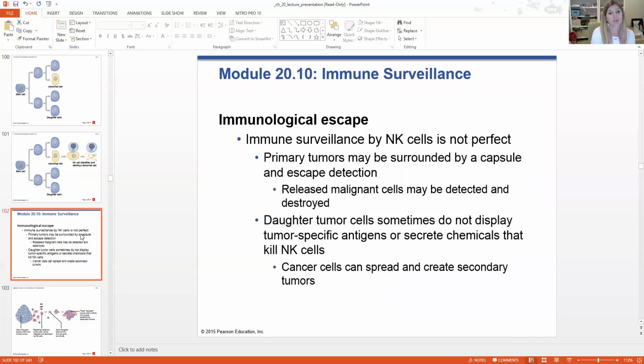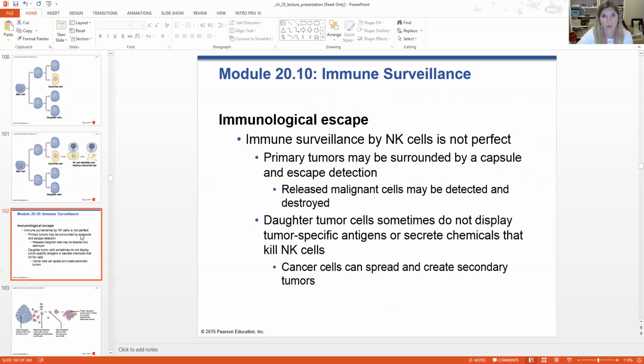So malignant cells will basically form this little capsule around themselves, and they'll kind of be hiding in secret. When those malignant cells detach, they can then be detected and destroyed as they're trying to metastasize. Daughter tumor cells can actually not display any tumor-specific antigens as well. They will secrete chemicals that kill natural killer cells. So there's kind of this backlash against natural killer cells by tumor cells themselves. So cancer cells can then spread and form secondary tumors in some cases.